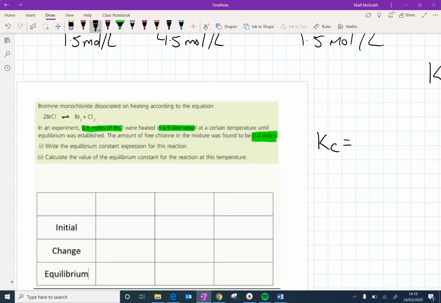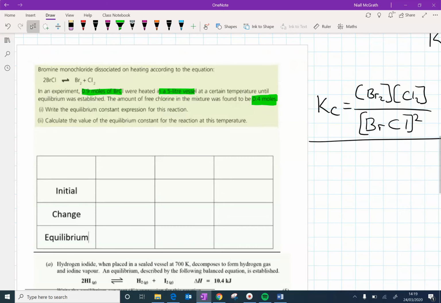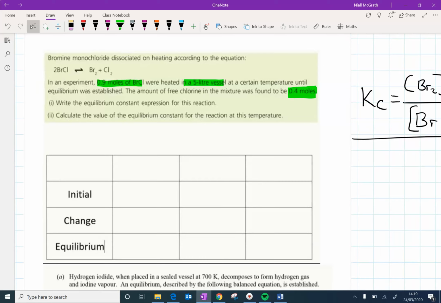Okay, so Kc is going to be Br2 times Cl2 over BrCl squared. So that's your expression for Kc. Then calculate the value of the equilibrium constant for the reaction at this temperature. Okay, so we're going to use this table, your initial, change and equilibrium. So we have BrCl, we have Br2 and Cl2.